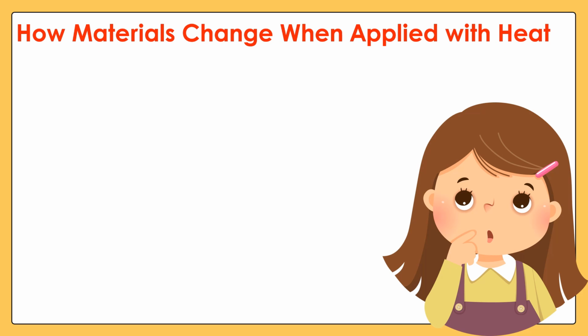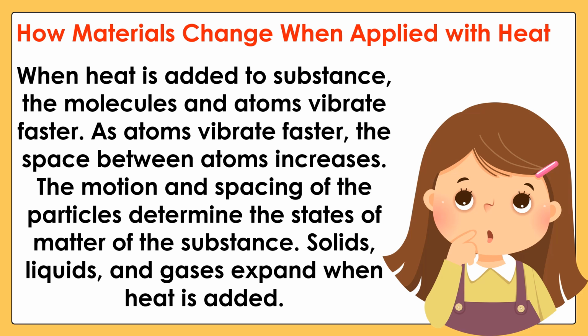This time, let's discuss how materials change when applied with heat. When heat is added to a substance, the molecules and atoms vibrate faster. As atoms vibrate faster, the space between atoms increases. The motion and spacing of the particles determine the states of matter of the substance. Solids, liquids, and gases expand when heat is added.